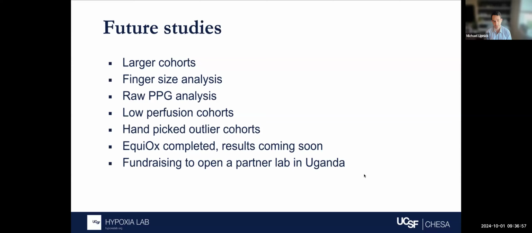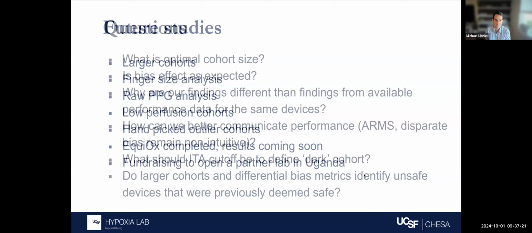As mentioned, the Equiax clinical trial is completed, so hopefully the results from that will be coming soon. And then one challenge remains, that is the diversity of our study cohorts being reflective of global populations. For a number of reasons, that remains a challenge. And so we are actively fundraising to open a lab in East Africa with partners in Uganda. Please reach out if you have interest in that, and I hope to be able to share some updates on that in the coming weeks and months.